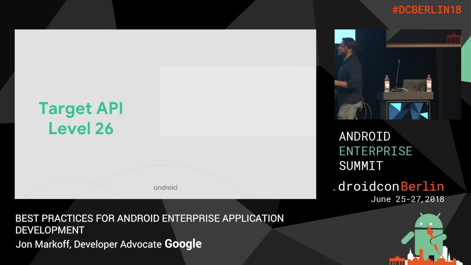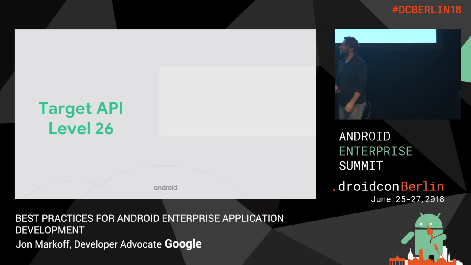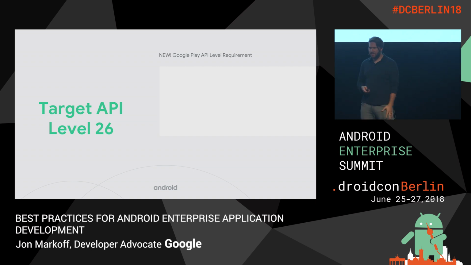So before we get started with this, I just wanted to call out one change that we made to Google Play, and that is, as of August this year and November this year, respectively, any new or updated app in the Google Play Store is going to be required to target Android Oreo. So this means that if you have an app currently on the Play Store, even on Managed Play, that doesn't update to API level 26 or Android Oreo 8.0, you will not be able to update it.